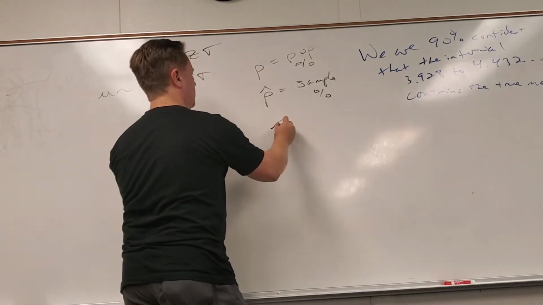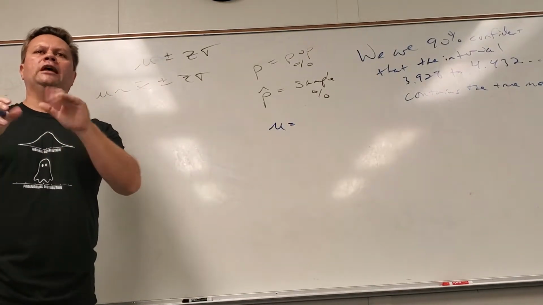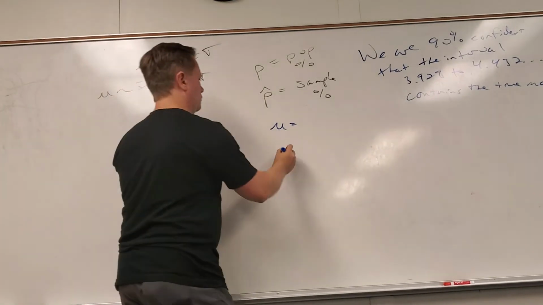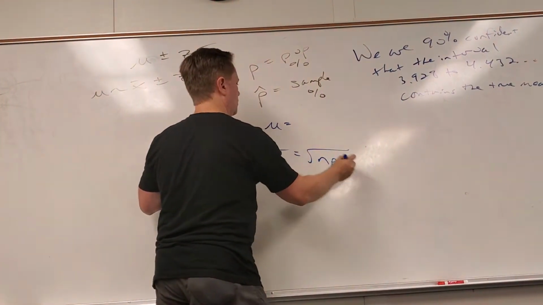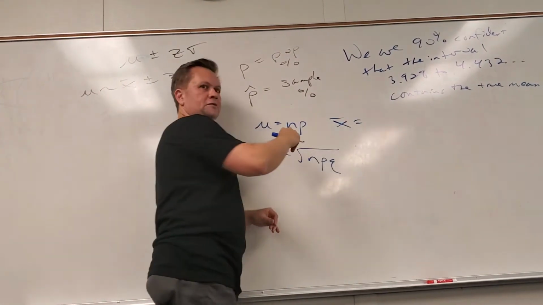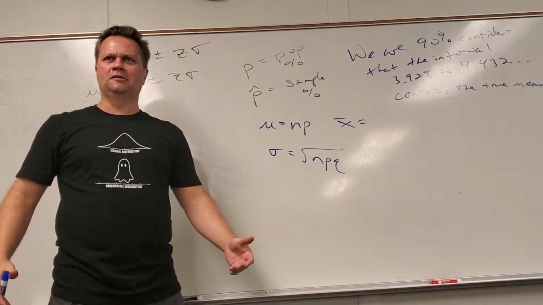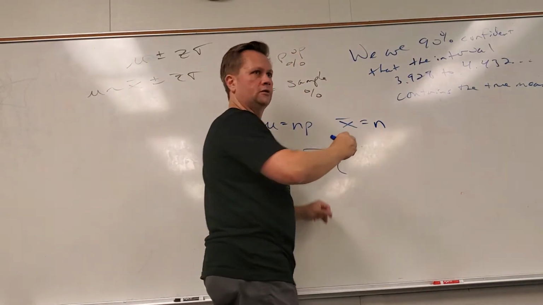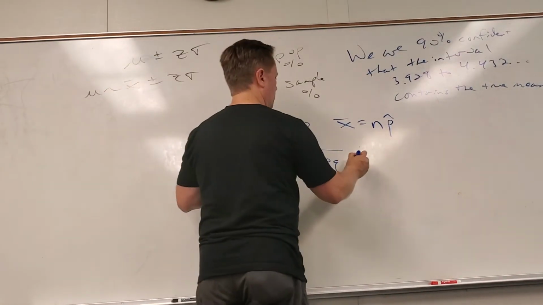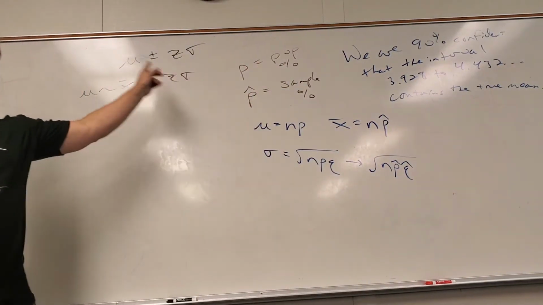What's the formula for the mean for an NPQ problem? That's the standard deviation, so we're going to need that. Let me put that down here. What's the formula for the mean? NP. So what do you think the formula for the sample mean is? NP hat. I love it. See how your gut is correct? All right, not always. Be careful. So NP hat. What do you think the standard deviation is going to be? The square root of NP hat Q hat. So let's plug that in.